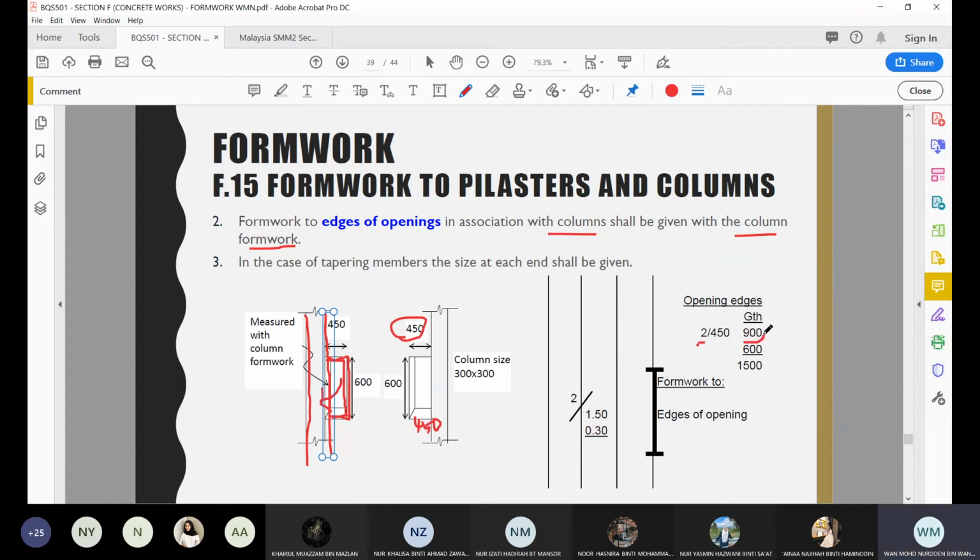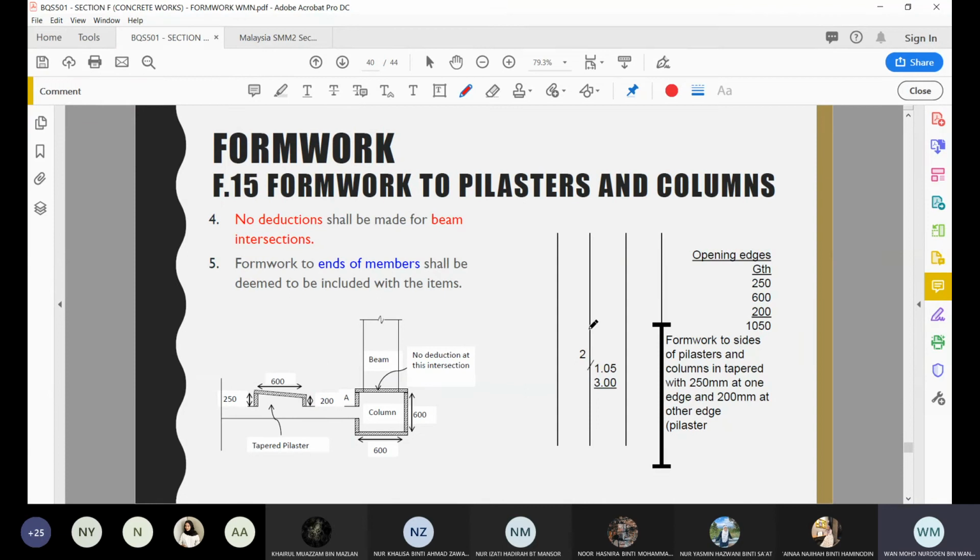Okay, times 2 900 plus with 600. So kat sini dia akan jadi formwork to edges of opening. 150 times 300 lah. 300 is the thickness of the column lah. Okay, 1.5 ni adalah dia punya length. And then times 2 sebab ada 1, 2. Okay.